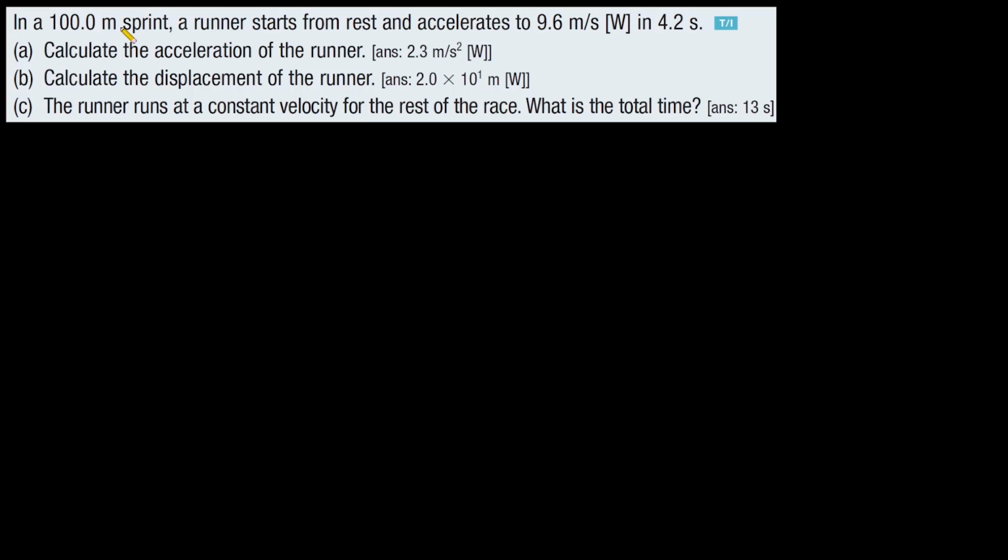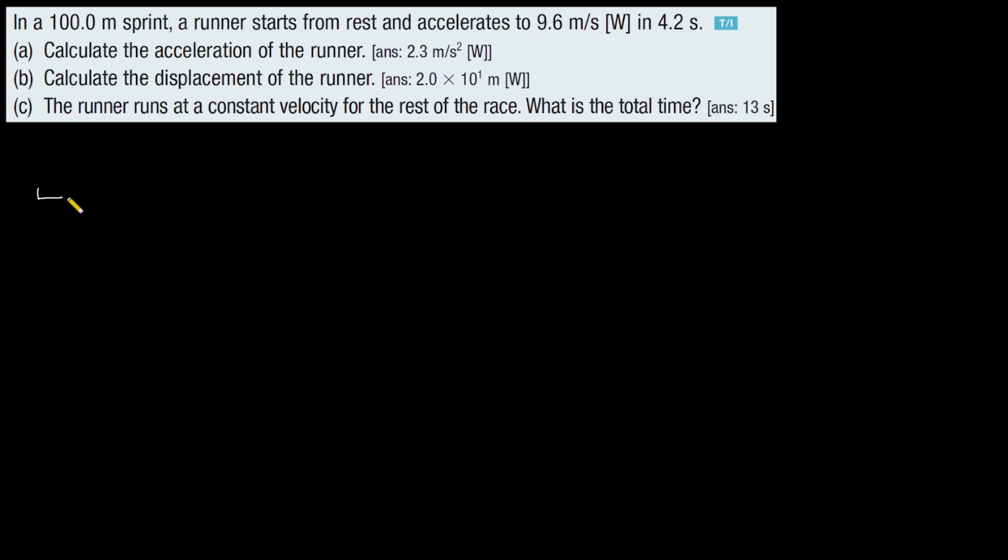Question: in a 100-meter sprint, a runner starts from rest and accelerates to 9.6 meters per second west in 4.2 seconds. A. Calculate the acceleration of the runner. B. Calculate the displacement of the runner. C. The runner runs at a constant velocity for the rest of the race. What is the total time?